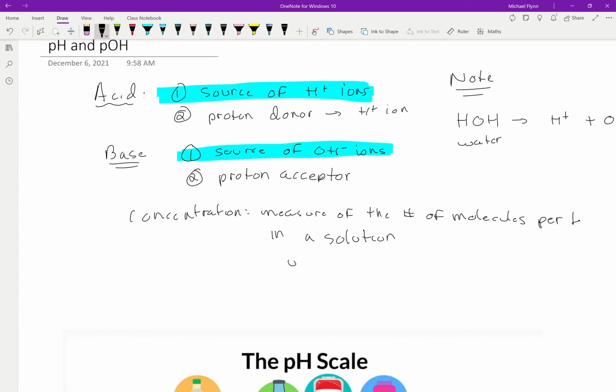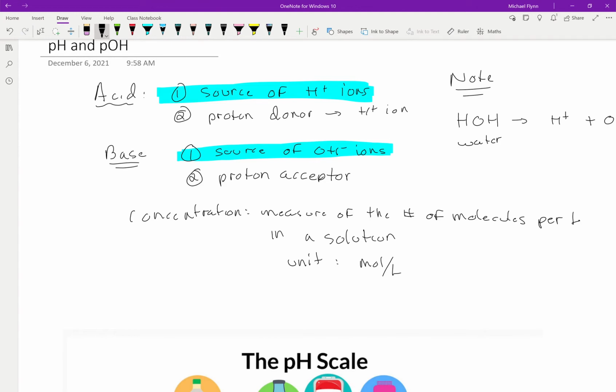Now, the unit for concentration is actually a unit that you'll learn about in grade 11 called moles, but I'm just going to write, it looks like molecules per liter, okay? Moles per liter. Think about it for a second. If you had a certain number of hydrogen ions per liter, that's a measure of the concentration, right? How concentrated are those ions? Now, the more concentrated it is, the stronger the acid, right? And hopefully that makes sense to you.